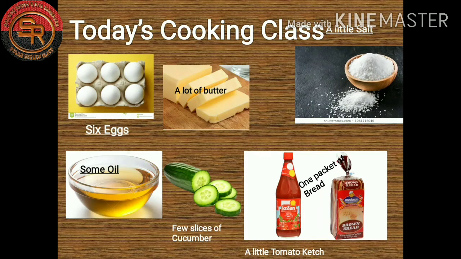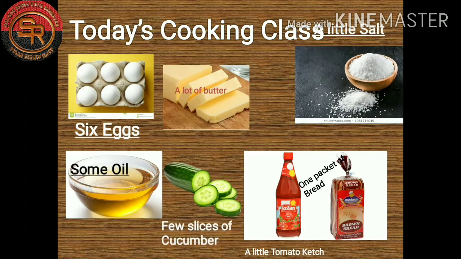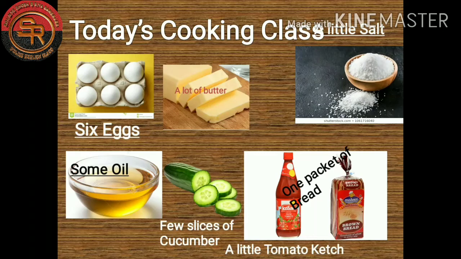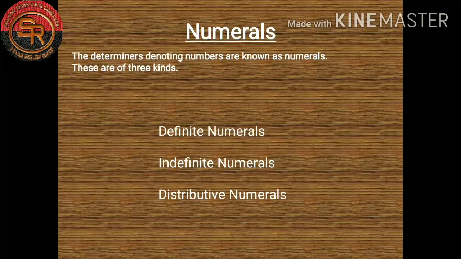So let's see what we have learned so far. What do we have today? Today we are going to make a sandwich, or one sandwich. What do we need? We need 6 eggs, a lot of butter, a little salt. Look at the words. Some oil, a few slices of cucumber, a little tomato ketchup, and 1 packet of bread. Today we are going to learn how to use these words and what these words are called. So let's begin today's lesson, that is numerals.